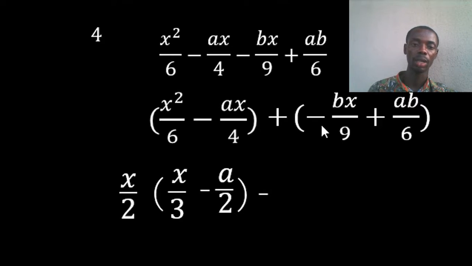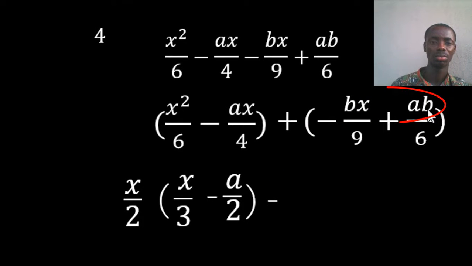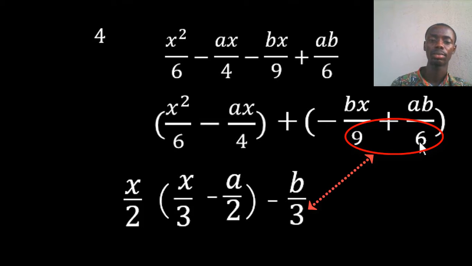Now, in factorizing, this first sign is what I must use here. If I'm having a positive here, I will use a positive here. If I'm having a negative here, I will use a negative here. Now, bringing out this negative already, what is common to bx and ab? I think ab. Okay? ab is common. So if ab is common, then over what is common to 9 and 6? What is common? A common factor. That's 3. So I've gotten the common factor.